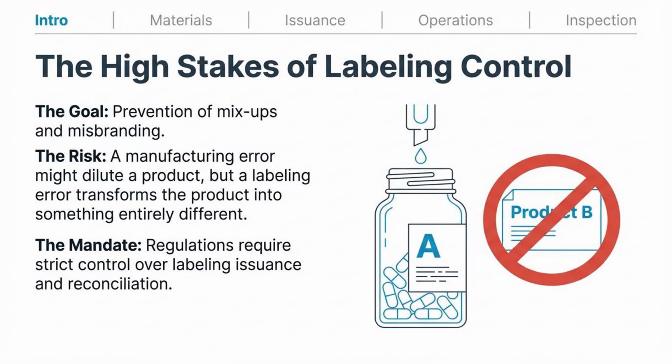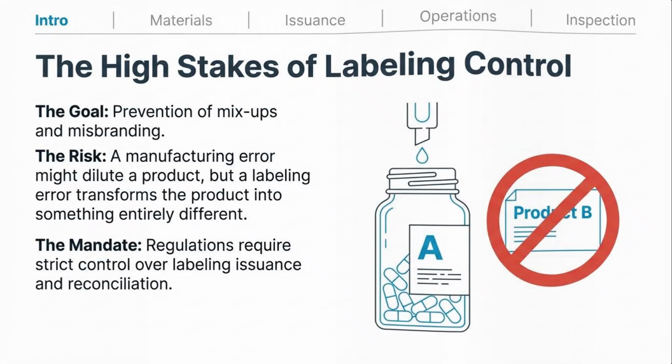The goal of labeling control is simple: prevent mix-ups and misbranding. A labeling error can entirely change a product's identity. That is why FDA requires strict control over label issuance, use, and reconciliation.